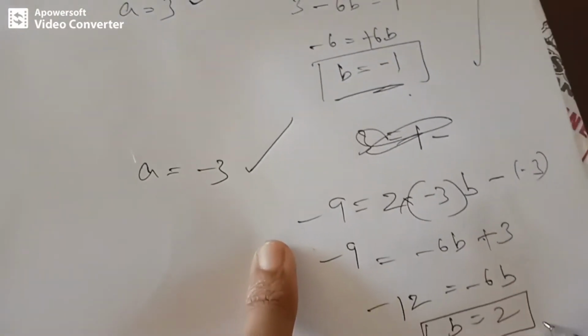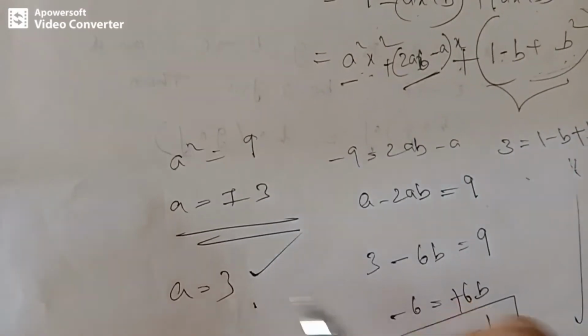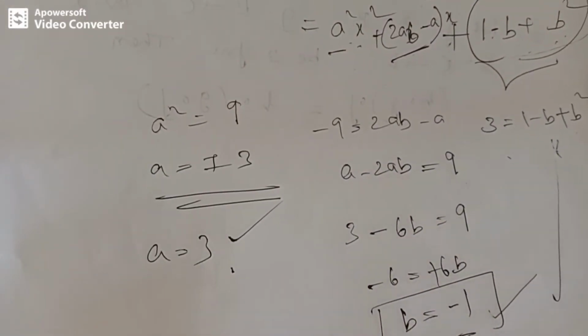I am getting b equal to 2. And when a is equal to 3, positive 3, I will be getting b is equal to minus 1. So this is the conclusion for the problem.